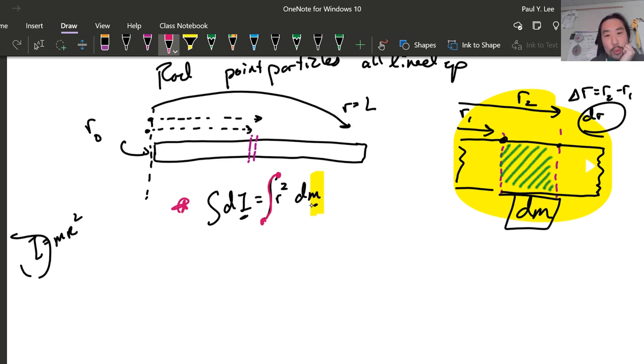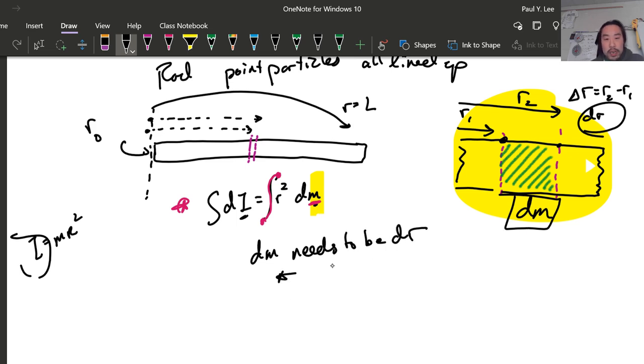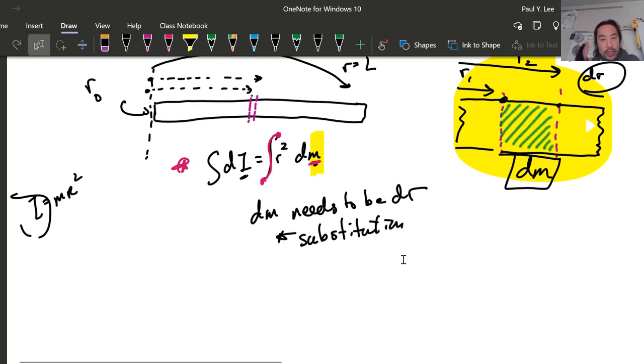What that means is we can't take a look at this in terms of mass, but rather that dm actually needs to be dr. All right. So what this means, let's actually write that down. dm needs to be dr. So what this means here is that we need to do a substitution.